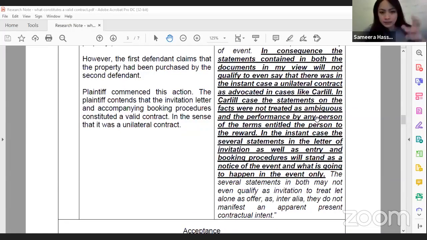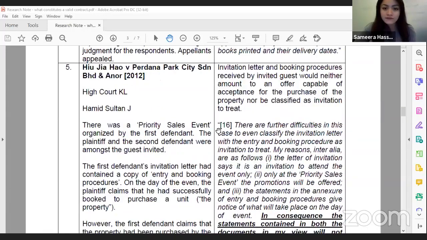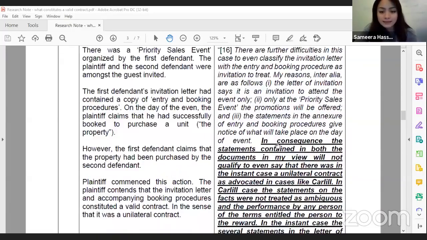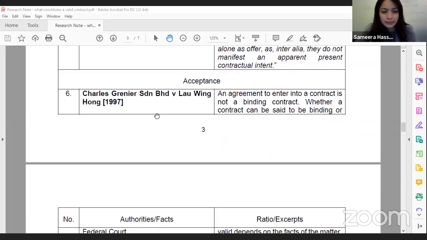Yes, sorry, just need to process things in my head. So what it's basically saying here is distinguishing the case here, which is an invitation letter, from the case of Carlill, where the advertisement was accepted as it was a universal offer. Universal, yes, okay, all right.